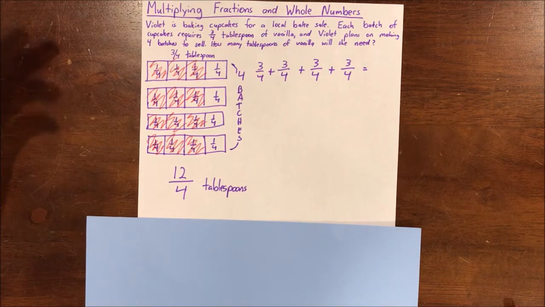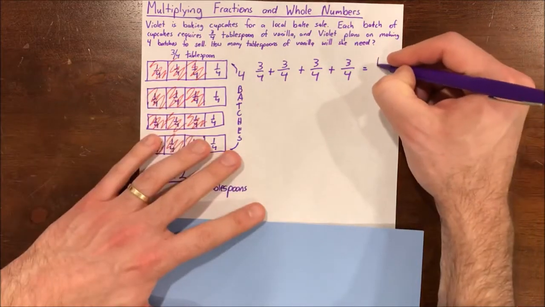We know from our work yesterday, adding fractions with like denominators, that the denominator is not going to change because what we're changing is the number of parts we're referring to, not the size of the parts.